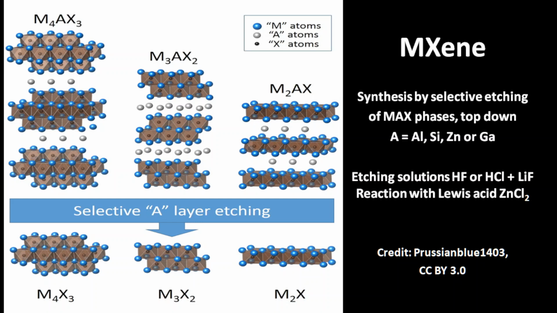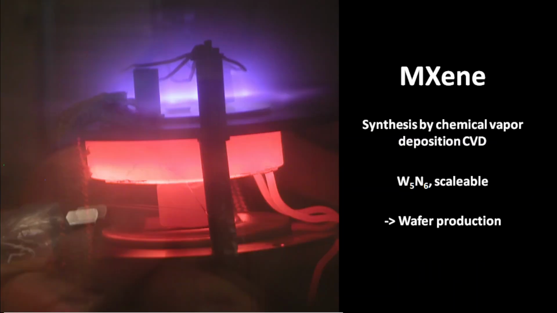The A layer consists of elements like aluminium, silicon, zinc, or gallium, shown in gray color in this picture. It is removed with a solution of hydrogen fluoride or a mixture of hydrochloric acid and lithium fluoride. Another MXene synthesis method is the reaction with Lewis acid molten salts, for example zinc chloride.